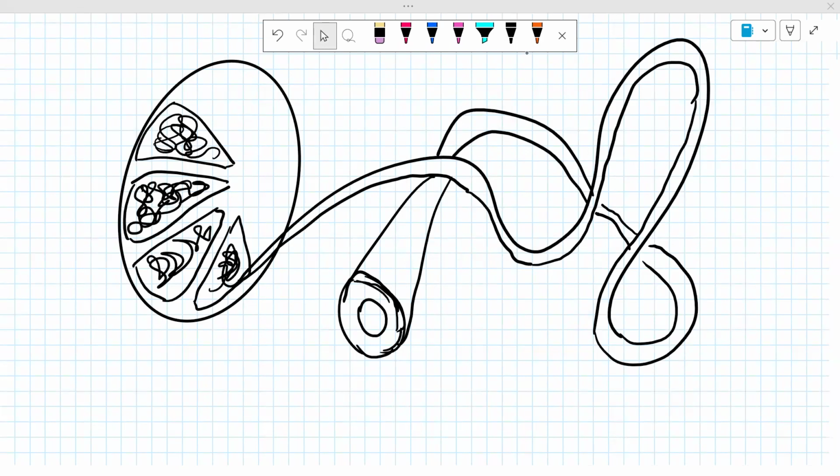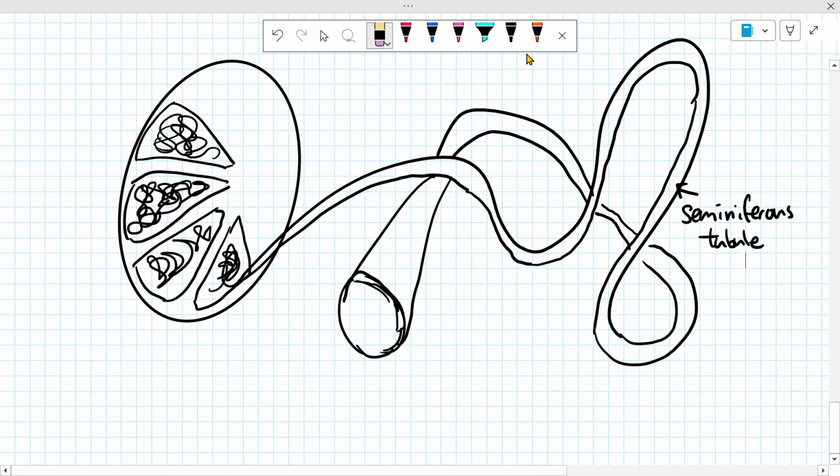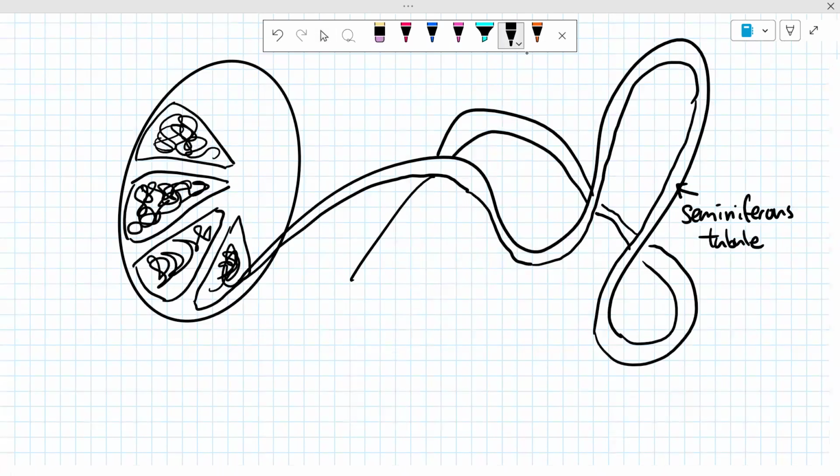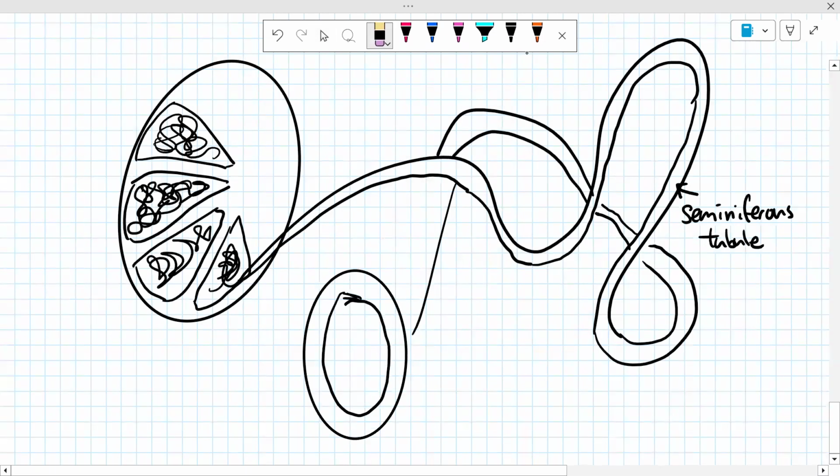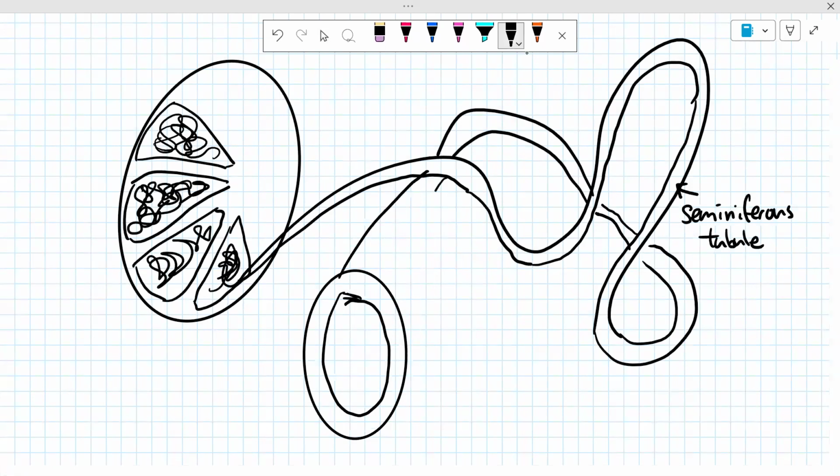Okay, so this tube here, that is called the seminiferous tubule. Seminiferous tubules. I want to draw it a little bit bigger because I need more space. There we go.